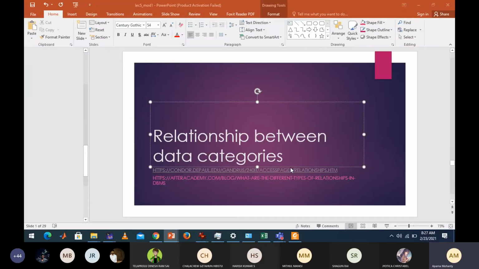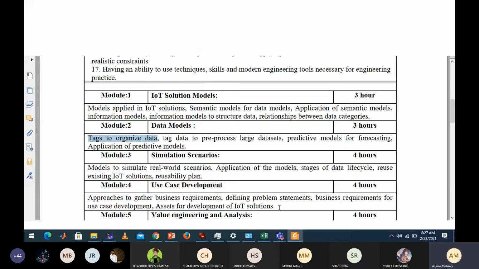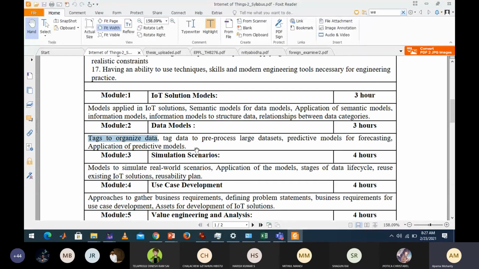Next, let me show you the syllabus. You can see the syllabus, right, everyone? Yes, ma'am. Okay, so this completes your first module, that is, relationship between data categories. We will move into the second module, that is, tags to organize data.